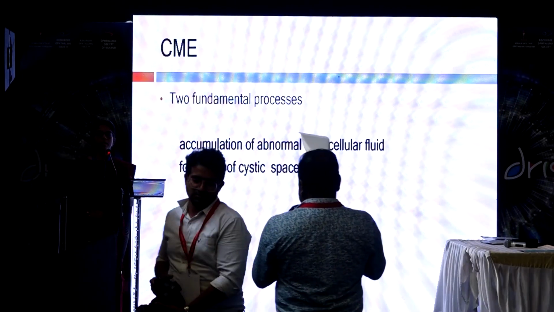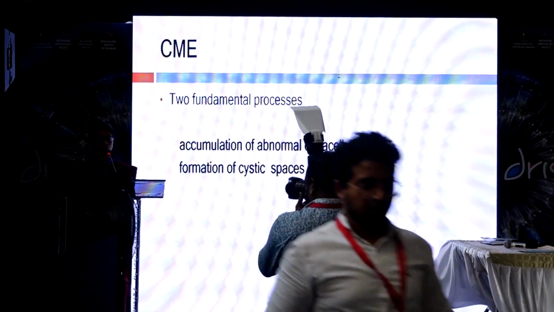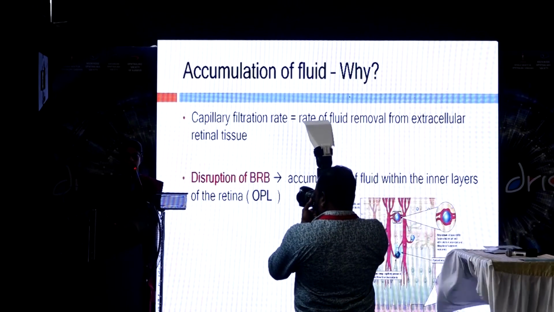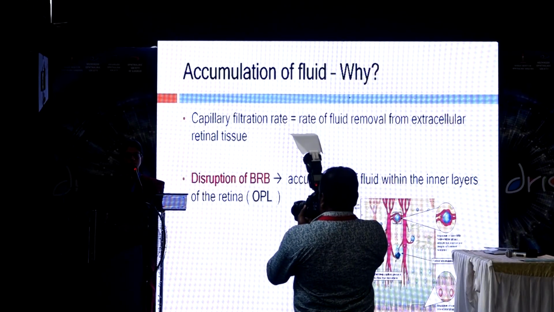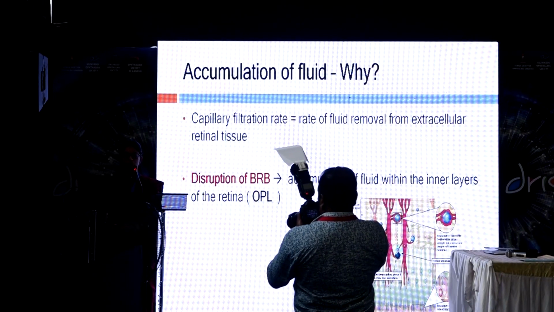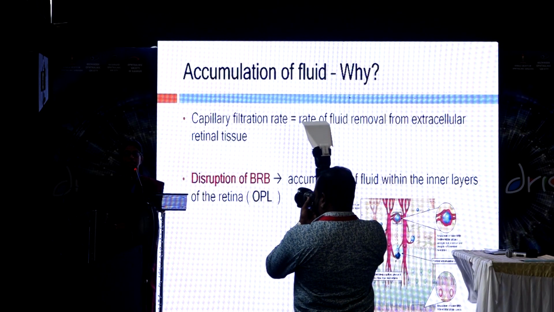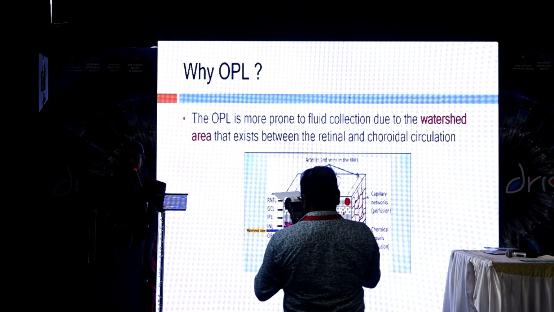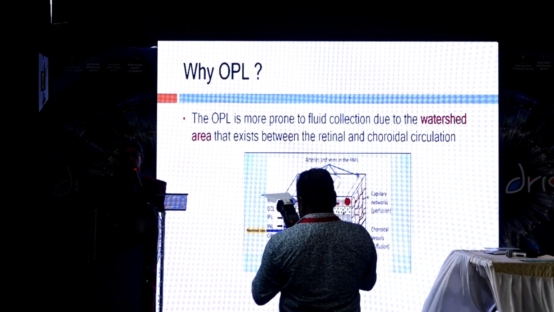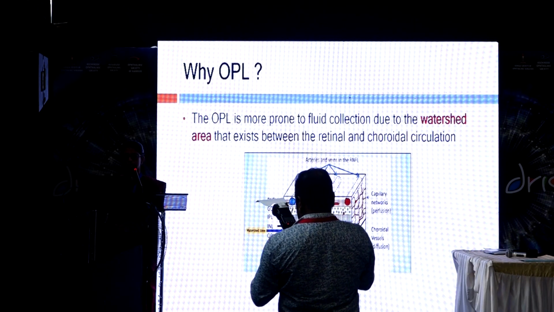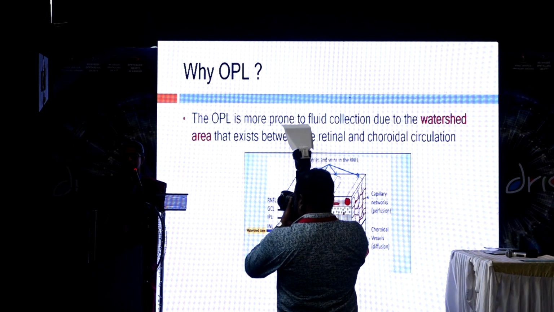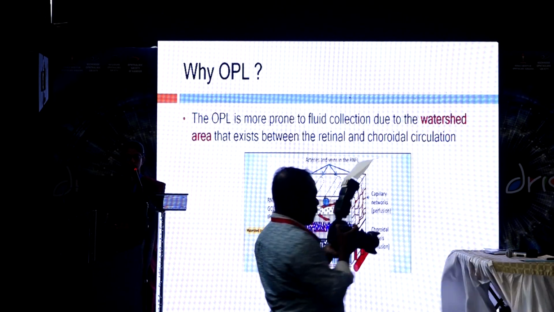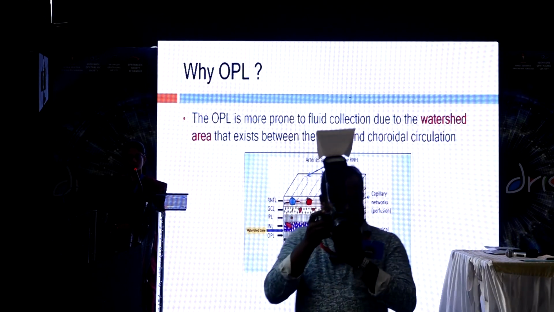So, in cystoid macular edema, there are two fundamental things: the filtration rate is equal to the rate of fluid removal from the extracellular retinal tissue. When there is a disruption of the blood retinal barrier, more and more fluid accumulates within the inner layers of the retina, mainly the outer plexiform layer. So, why is the outer plexiform layer more involved? It is because it is in the watershed area that exists between the retinal and the choroidal circulation. So initially the outer plexiform layer, later on sometimes the inner nuclear layer also gets involved.